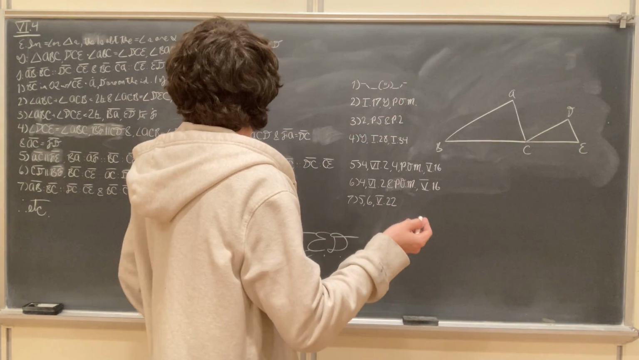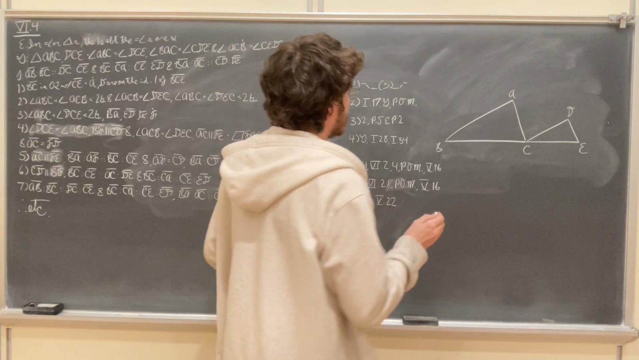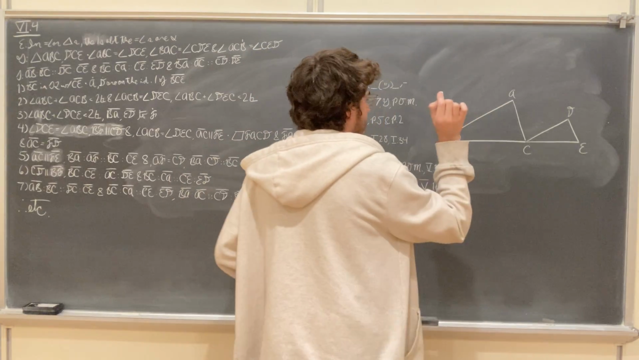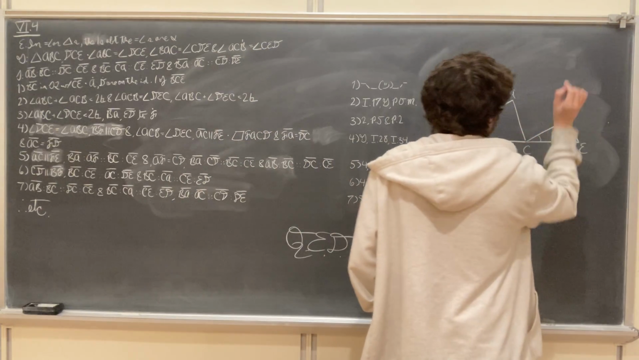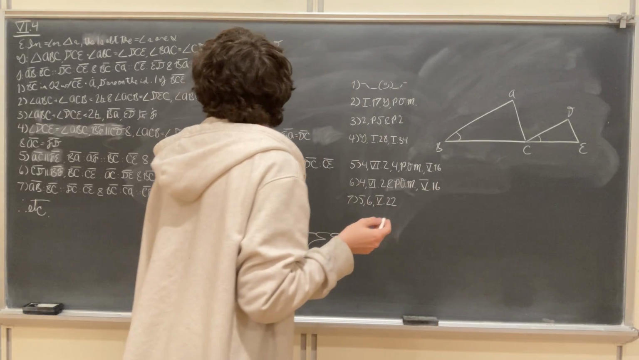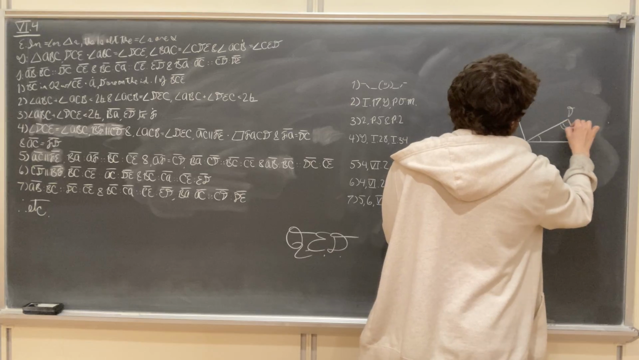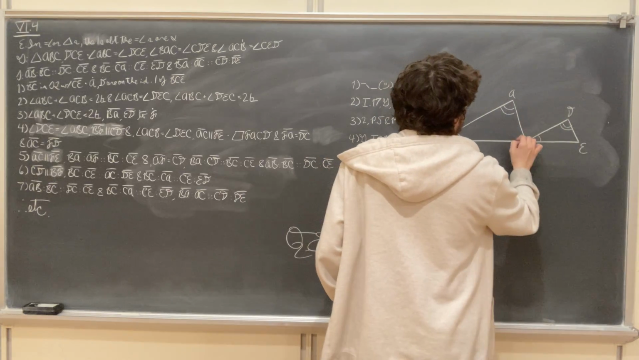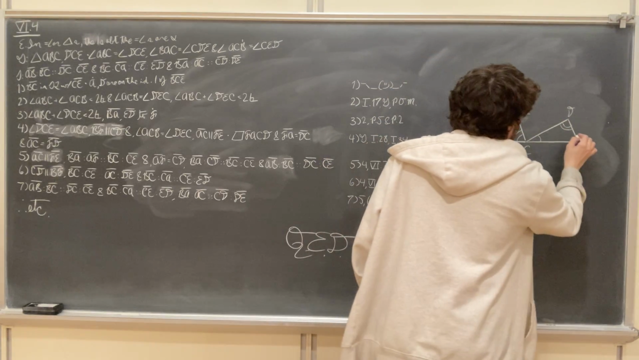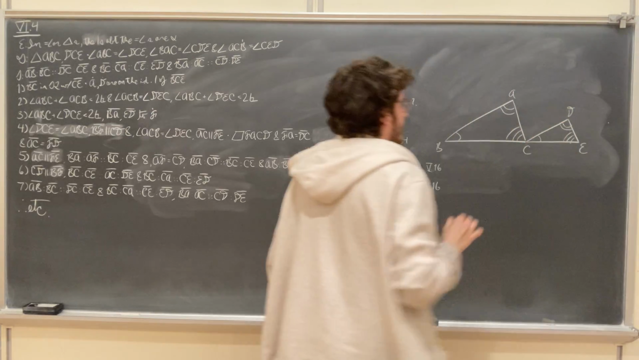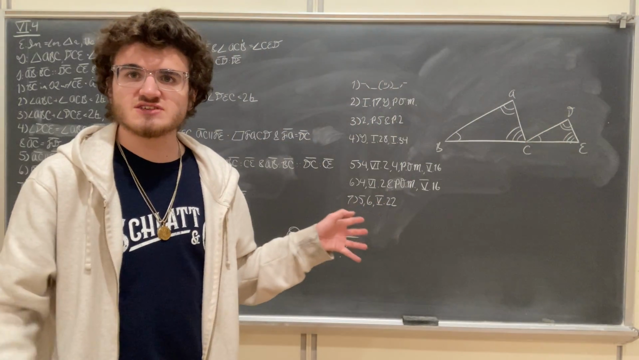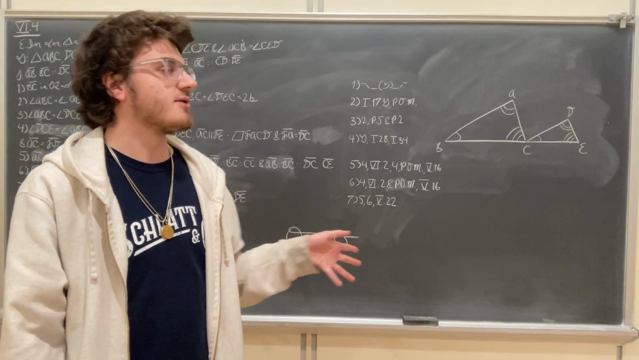And furthermore, we're given that these two triangles are equiangular, which means that the angle ABC is equal to the angle DCE, and the angle BAC is equal to the angle CDE, and finally that the angle ACB is equal to the angle DEC. Now, given this, what we're going to prove is that the sides about equal angles are proportional.